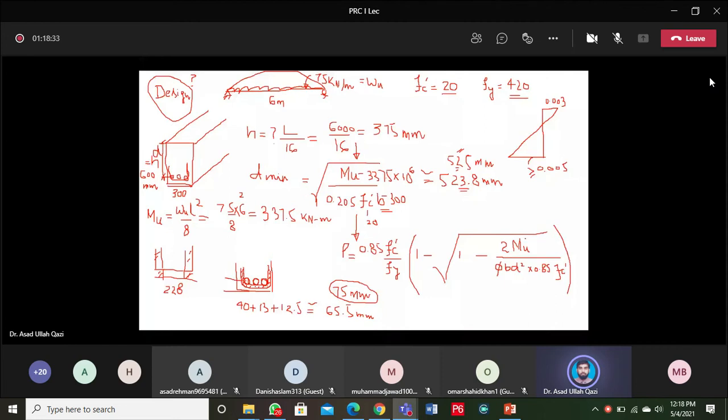So Mu is 337.5 into 10 power 6, phi 0.9, b 300, d 525 square, and fc prime 20. So please tell me the final rho value.